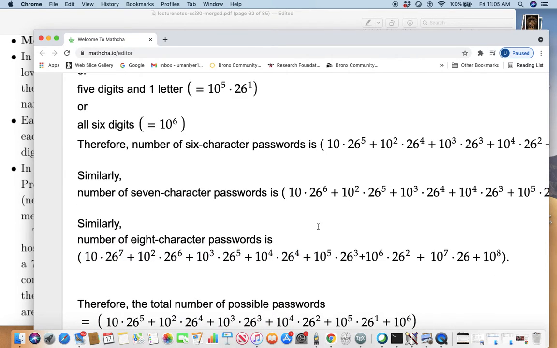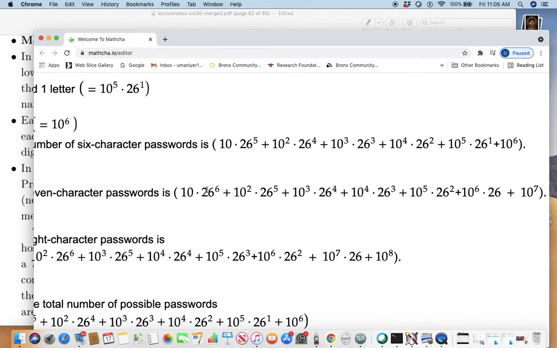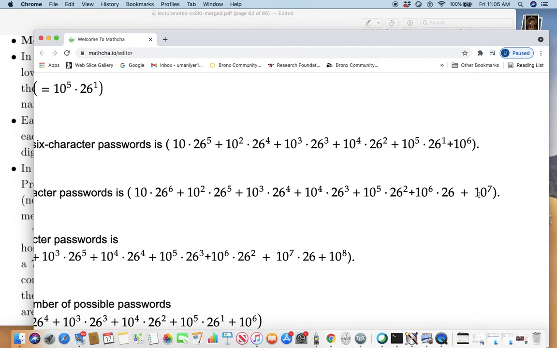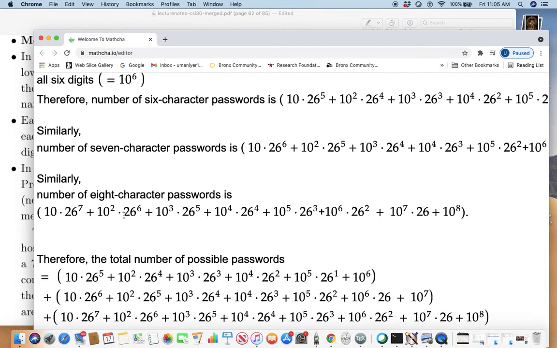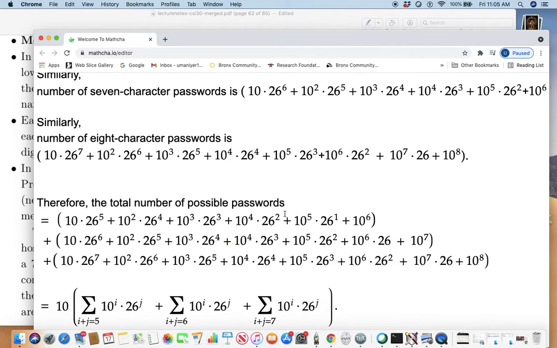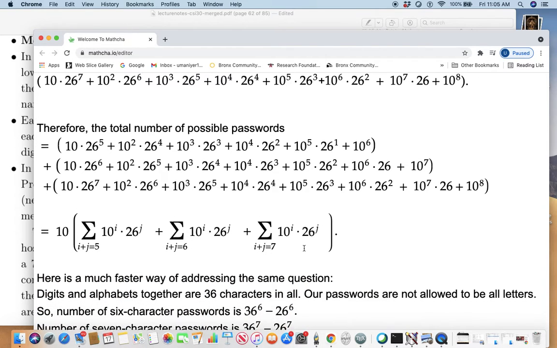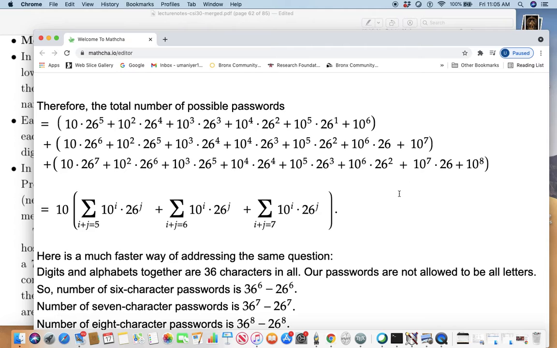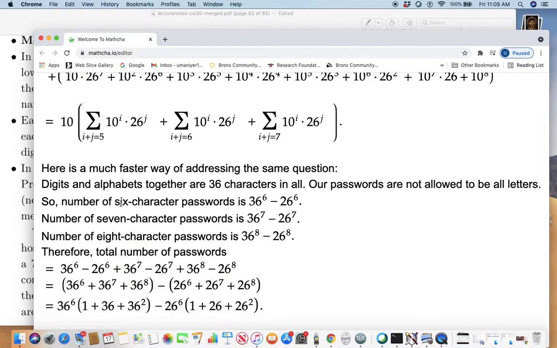Similarly, you may count the number of 7 character passwords. That's 1 digit, 6 letters, 2 digits, 5 letters, 3 digits, 4 letters, and so on until all digits. Likewise, 8 characters. So the total number of possibilities, add them all up, and assume my calculation is correct. Now, this is perfectly fine, but there is a much faster way of addressing this question.